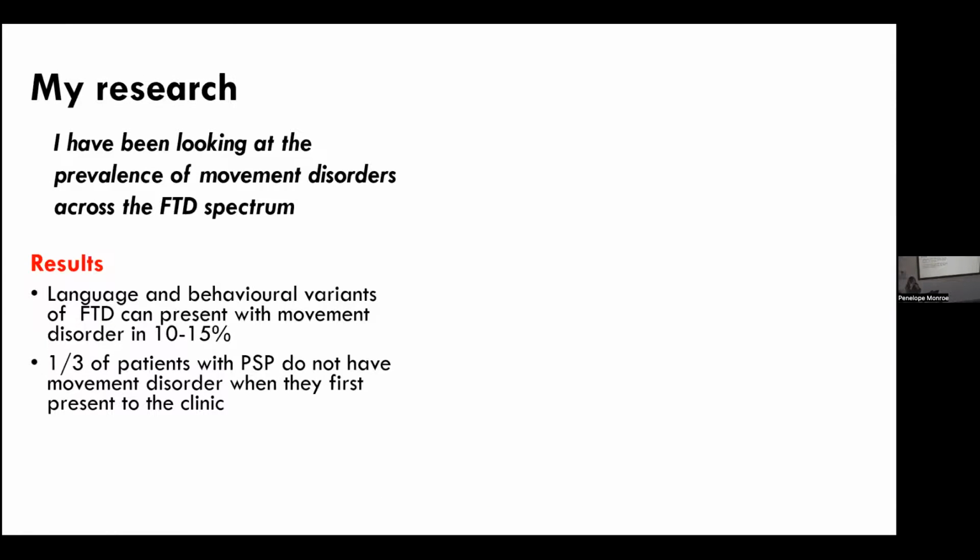So in my research, I've been looking at movement disorders across the FTD spectrum, and I have found that language and behavioral variants of FTD can present with movement disorder in 10 to 15%, and that is at the first time we're seeing patients here in Frontier. I also found that 1/3 of the patients with PSP don't have a movement disorder when they come to clinic, so they're coming with cognitive and language problems, not with movement disorders.